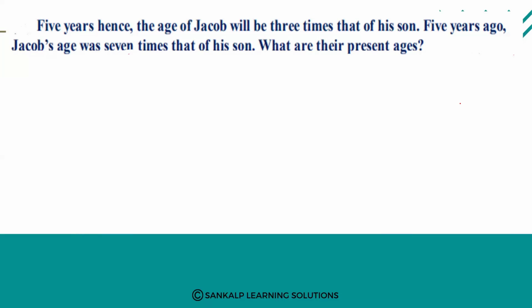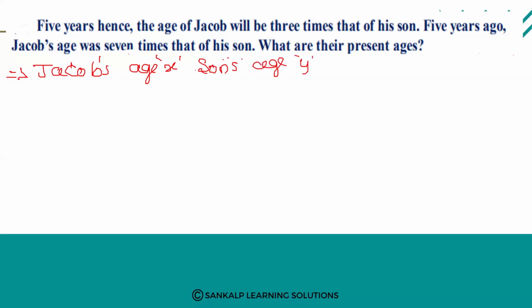Next, 5 years hence, the age of Jacob will be 3 times that of the age of his son. 5 years ago, Jacob's age was 7 times that of his son. What are their present ages? Here two persons are there, Jacob and his son. Consider Jacob's age is x and his son's age is y.